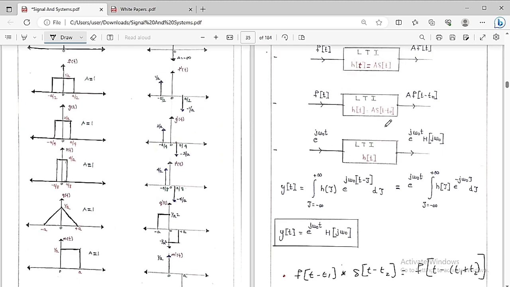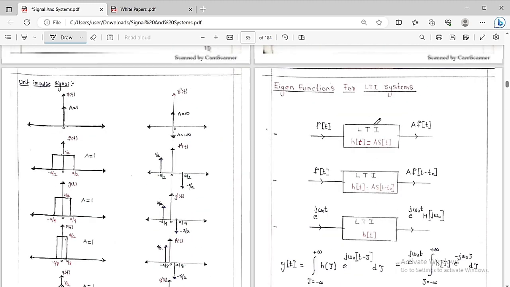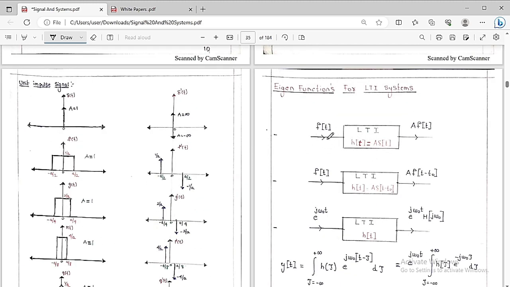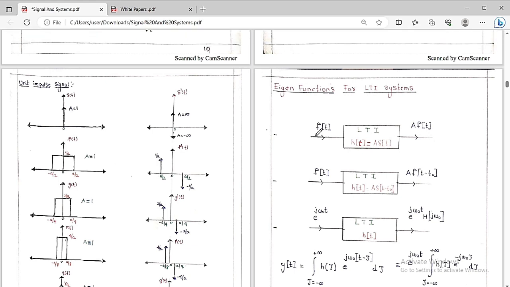So basically, what is the meaning of eigenfunction? Eigenfunction is nothing but if you are going to give certain input, the output is a scalar multiple of that input, then those functions are called the eigenfunctions. So listen carefully. Suppose you take some LTI system. For the LTI system, you give some input, and if the output is a scalar multiple of that input, then those inputs are called the eigenfunctions for the LTI system.